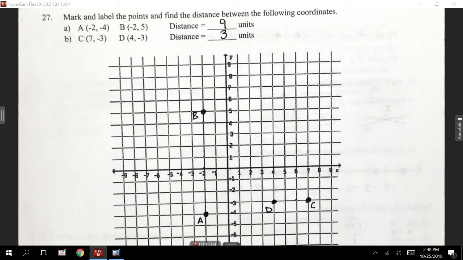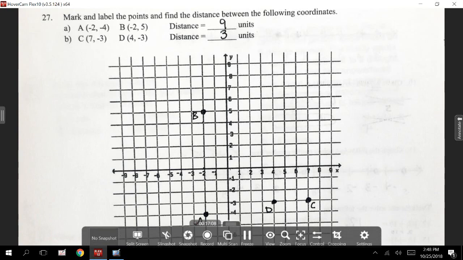Okay? Is it going to be random or in that order? It could be changed around a little bit. Please don't.